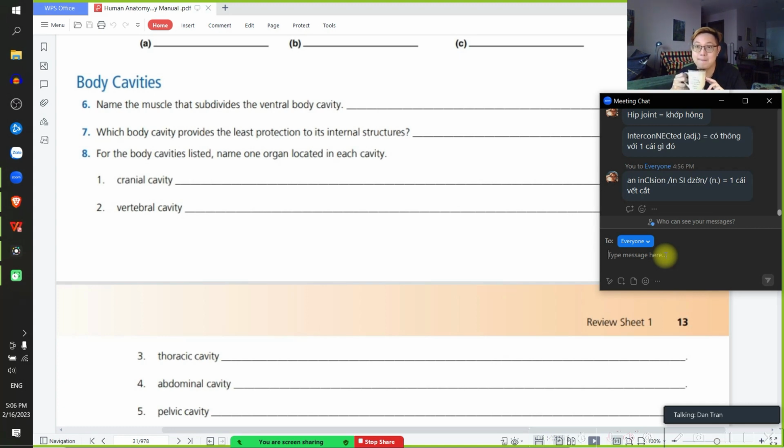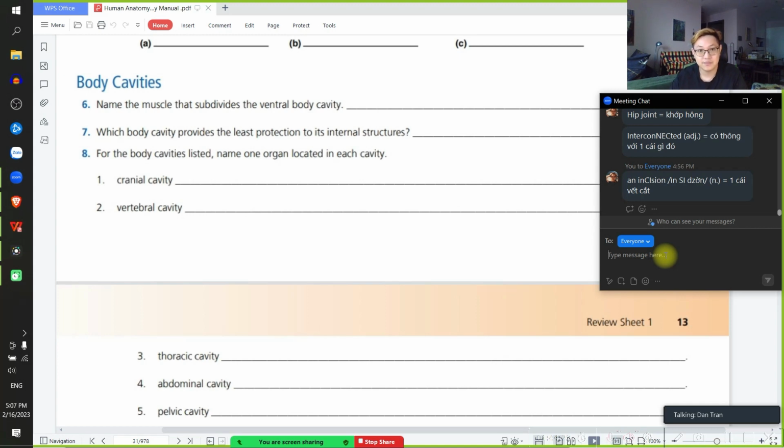I think thoracic. Why? Tại vì phổi duy trì sự sống. No, read the question carefully. Provide the least protection. So protection is the main word here. Cung cấp sự phòng vệ ít nhất, tức là nó sẽ dễ bị thủng hay dễ bị ảnh hưởng nhất.